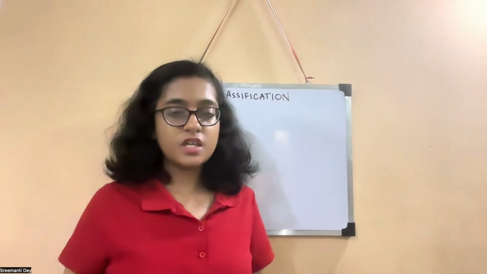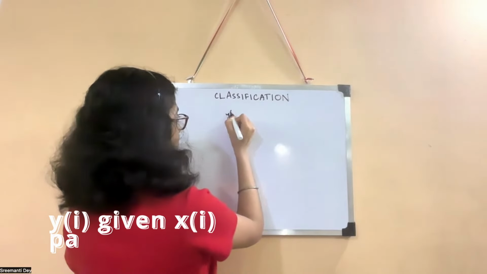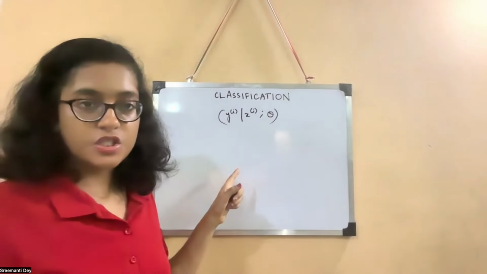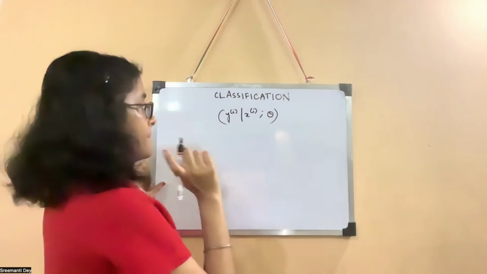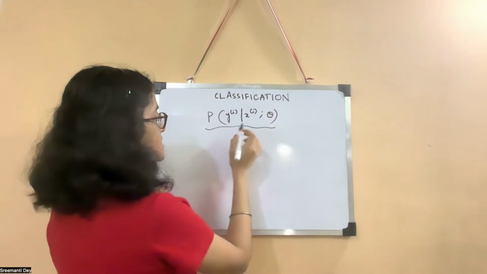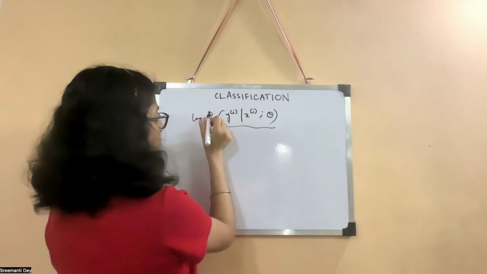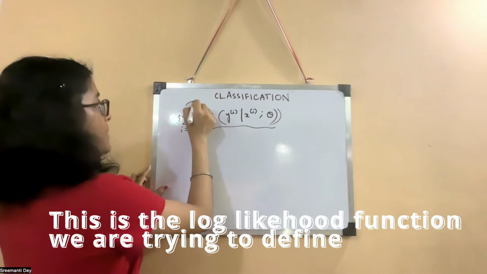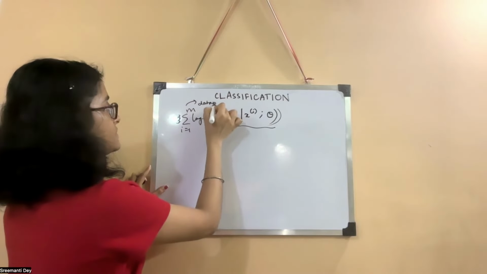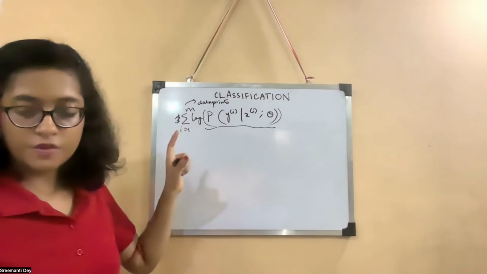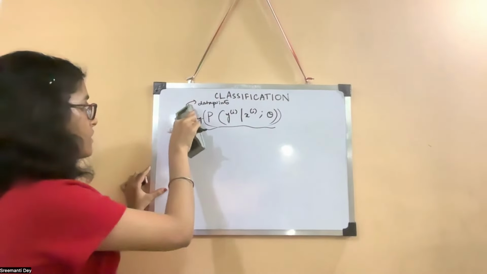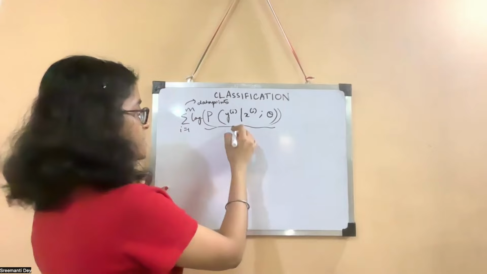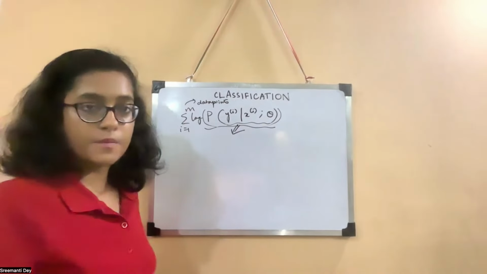So what is exactly the equation that we're trying to solve here? yi given xi parameterized by theta. This is the equation that we're trying to find. Why are we trying to find that? Because if you remember correctly, this is the log of this, summation i equal 1 to m, m being the total number of data points. So this equation is the log likelihood. This is very important. That is why we are trying to find this and we are trying to define this term.